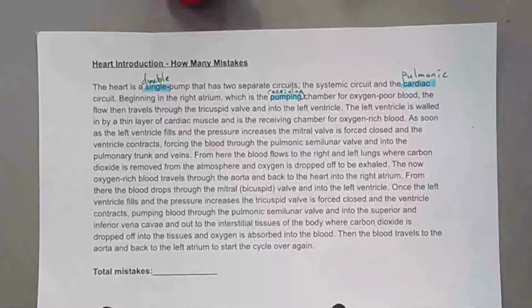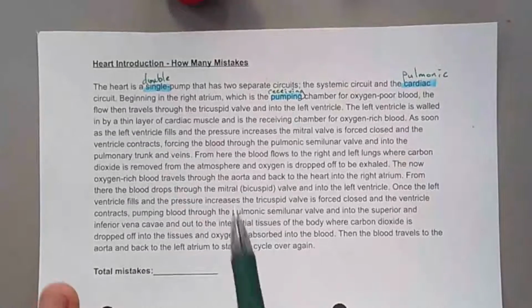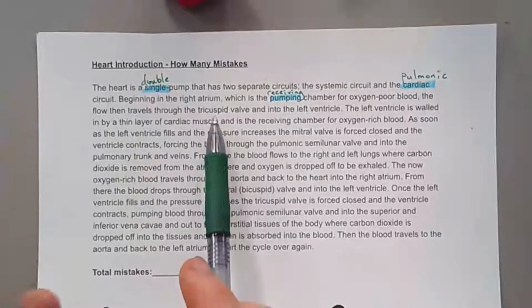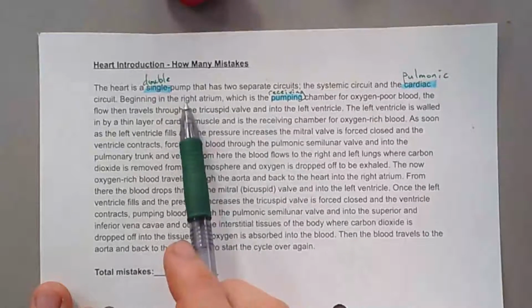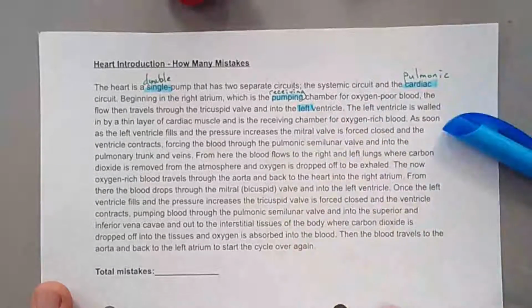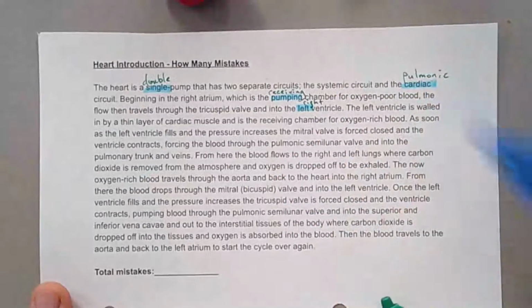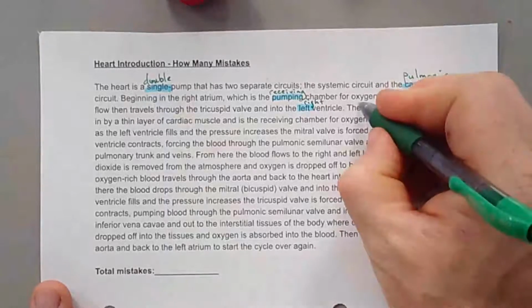That's good. The flow then travels through the tricuspid valve and into the left ventricle. Well, the tricuspid valve works if we are in the right side, but we already said we're on the right side, not the left side. So blood actually flows from the right atrium to the right ventricle, not the left ventricle. And we're still talking about the right ventricle, not the left ventricle.